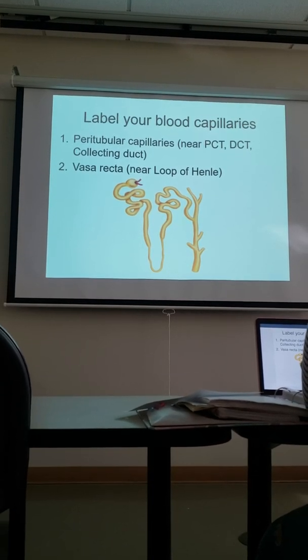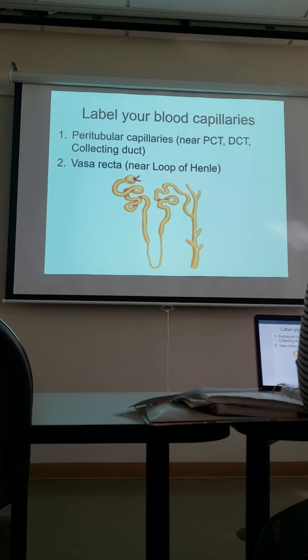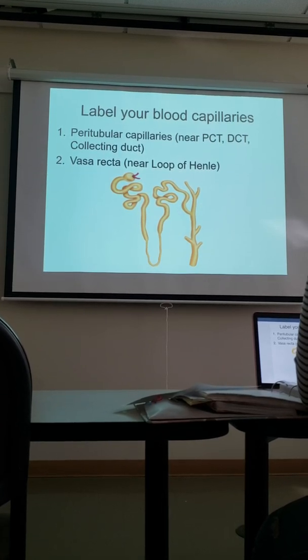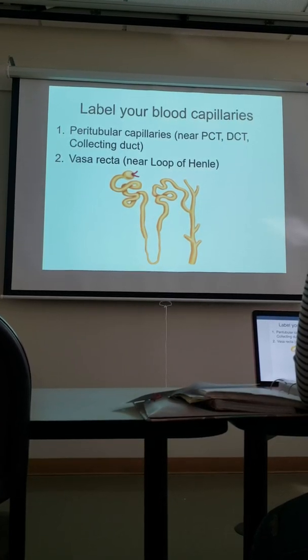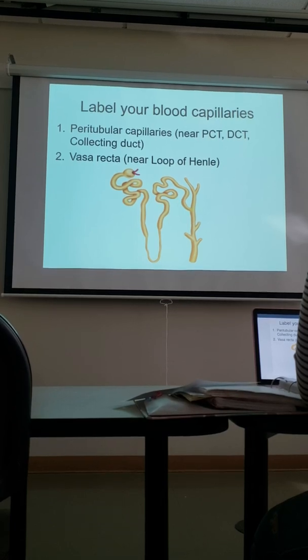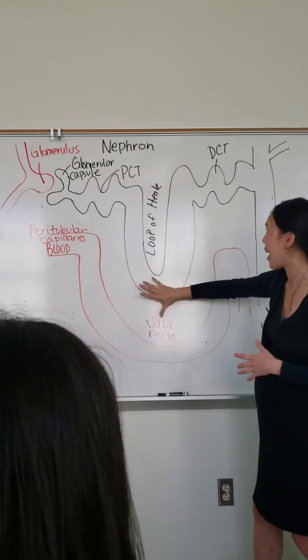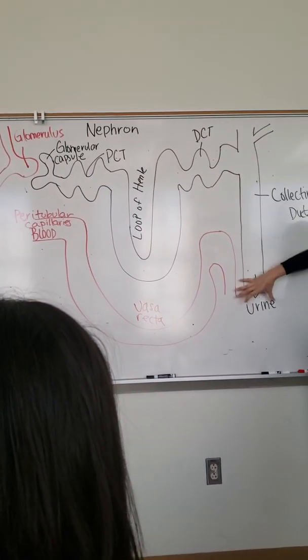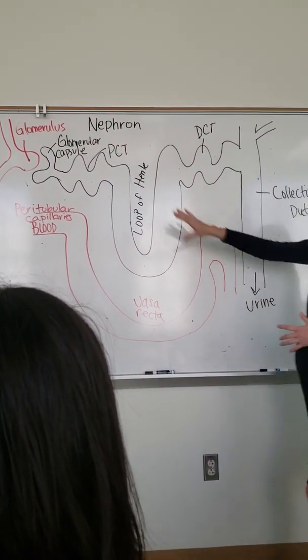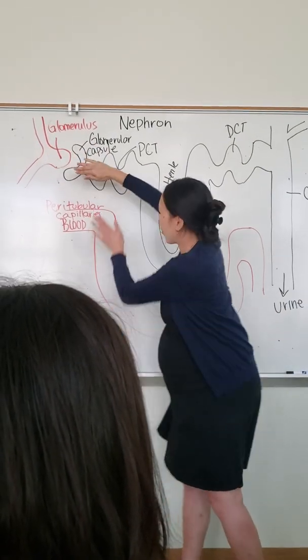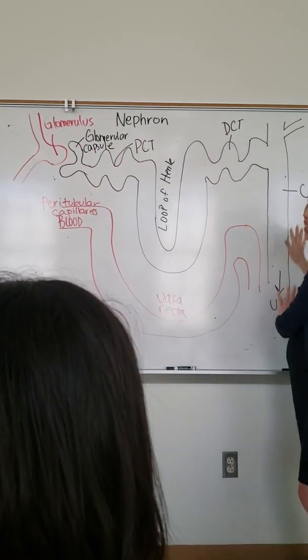So glomerulus blood, we're going to show how it plays a role with the glomerular capsule. So these two are going to work together. And then we're going to see that the peritubular capillaries all the way through interact with the proximal convoluted tubule, loop of Henle, distal convoluted tubule, and collecting duct. Yeah, so we're going to have interaction up here, and then we're going to have this interaction throughout the rest.